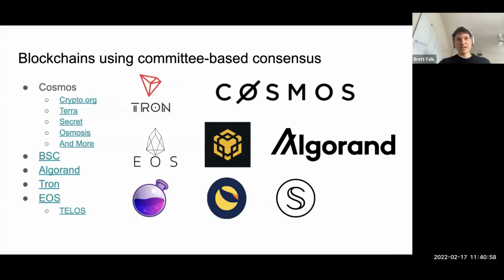And so this is a big drawback of these systems. But nevertheless, a lot of places use them. So most of the Cosmos chains, including Cosmos Hub, Crypto.org, which is Crypto.com's chain, Terra, the Secret Network, Osmosis, many more, the Binance Smart Chain, Algorand, Tron, EOS forks like Telos. So this is a really widely used method of coming to consensus. And so I think it's important to understand how these work.